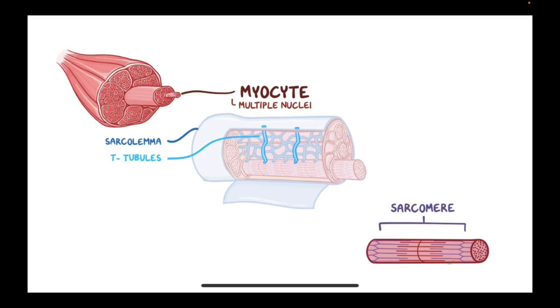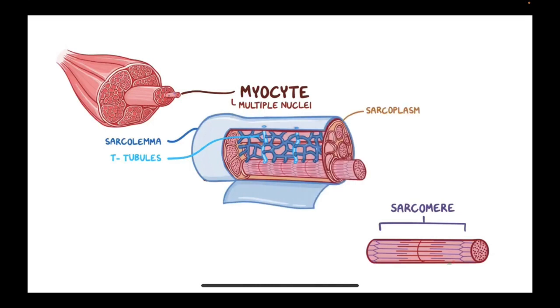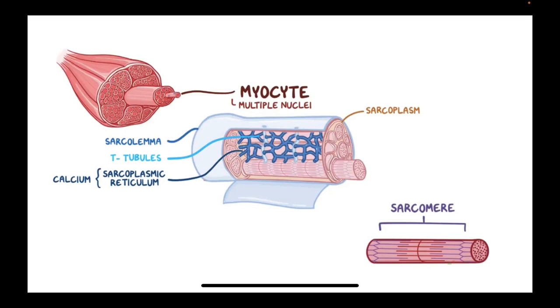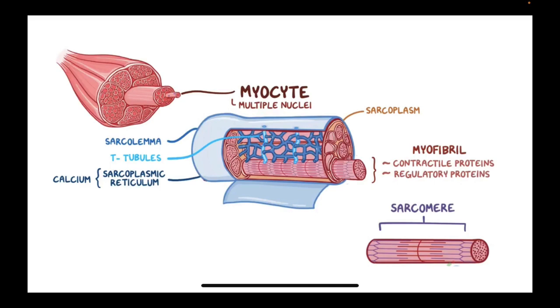The cytoplasm of the myocyte is called sarcoplasm. The myocyte has a special type of smooth endoplasmic reticulum known as the sarcoplasmic reticulum, which is the storehouse of calcium. The sarcoplasm is filled with stacks of long filaments termed myofibrils, and each myofibril has contractile proteins and regulatory proteins.